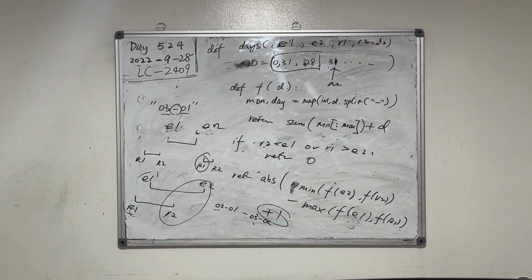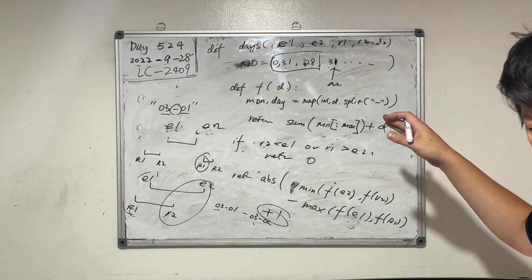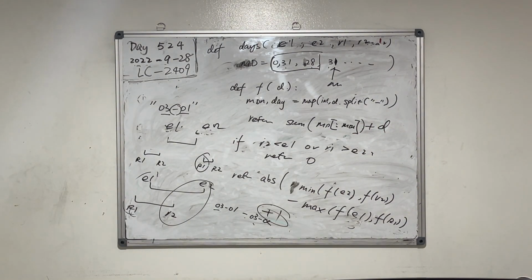MD is the month, the amount of days in every month. Okay. What's the key takeaway for this approach? What have you learned from this approach?